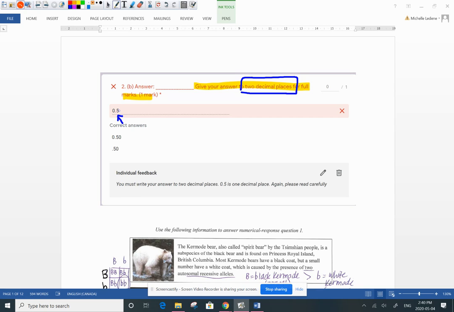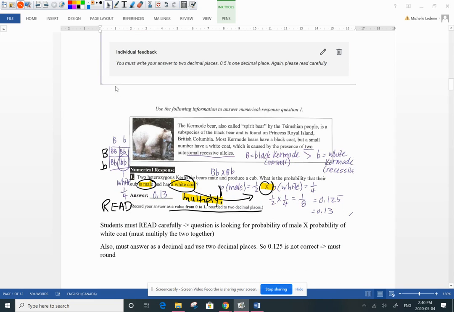Okay, so you must read carefully. Decimal to 2 decimal places, not 1. All right, so please read carefully. Here's another reading error that students did. This is in the Kermode bears, the spirit bears, and it was asking for two separate things. So read carefully. It's looking for, is it male, and what is the probability of having a white coat?